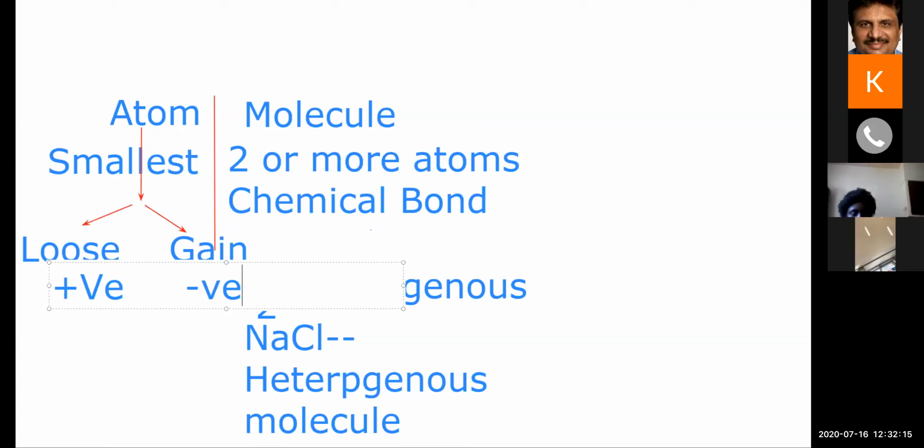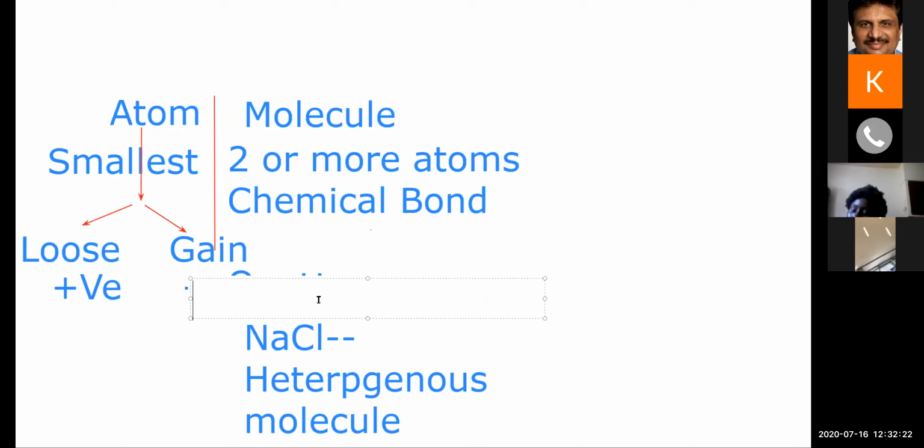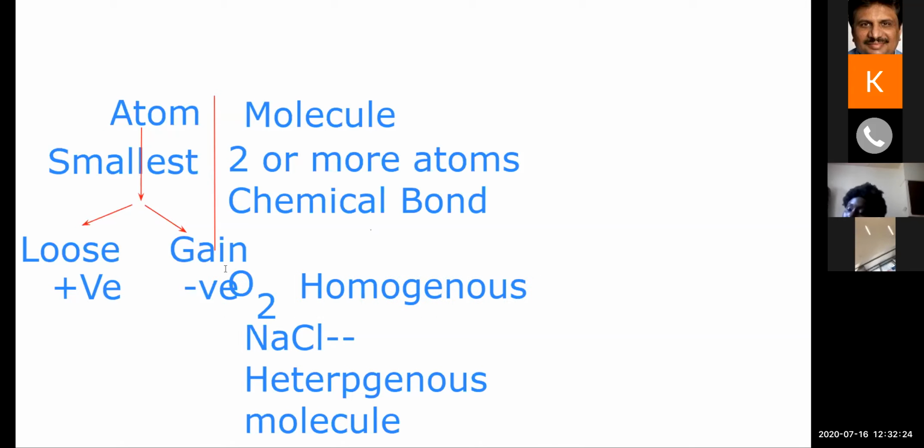Right? So that's the difference. So an atom is a neutral entity, but because of loss or gain of electron, it becomes positive or negative.